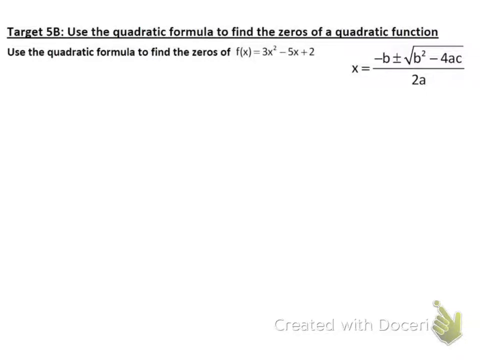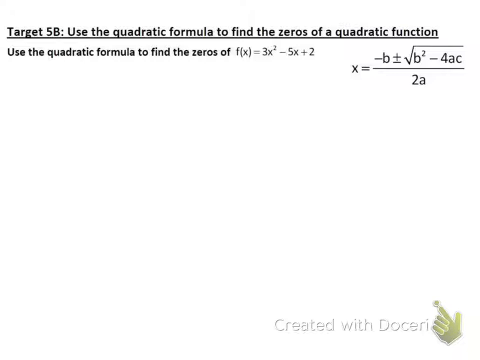So target 5B is really where we're going to focus our efforts during this lesson. It's using the quadratic formula to find zeros. Notice the quadratic formula is rewritten on this page here, so you don't have to keep flipping back and forth. And that's a really nice and great thing to do when you're doing your homework. At the top of each page, write down the quadratic formula. That way you don't have to keep flipping back and forth.